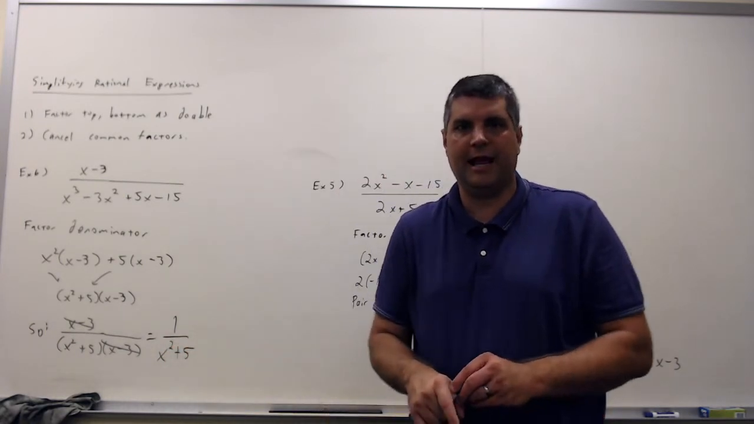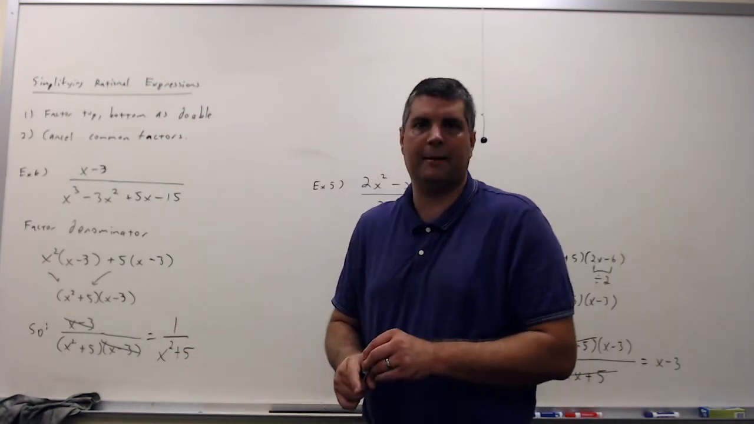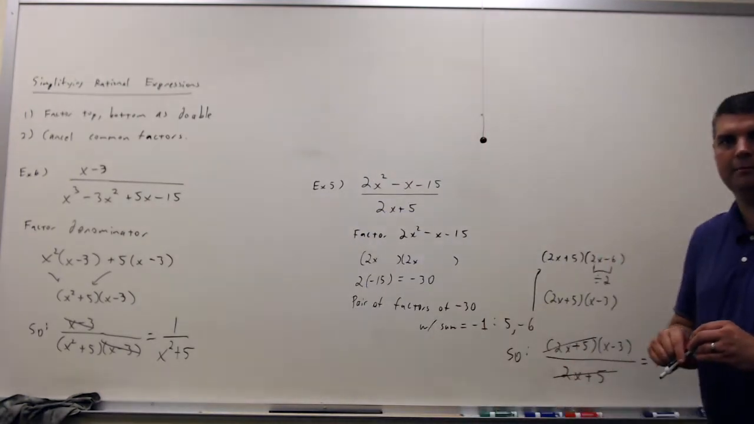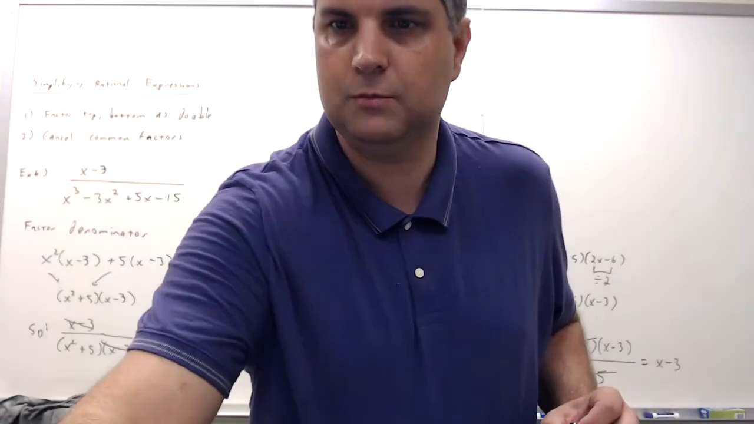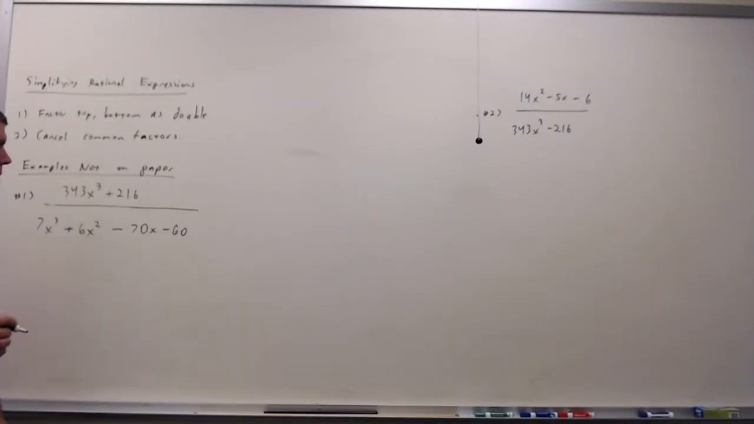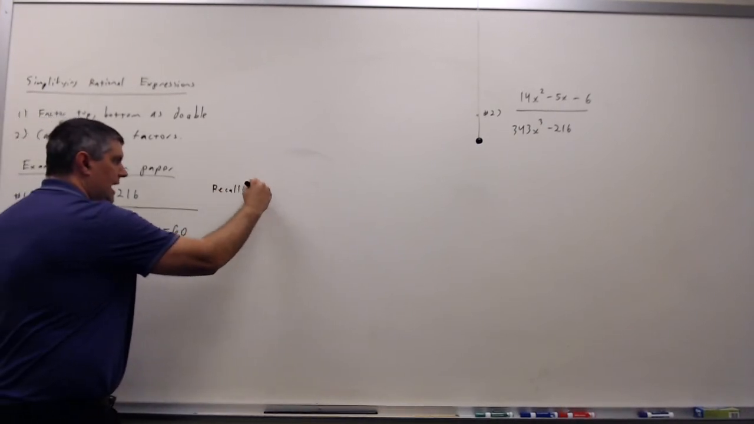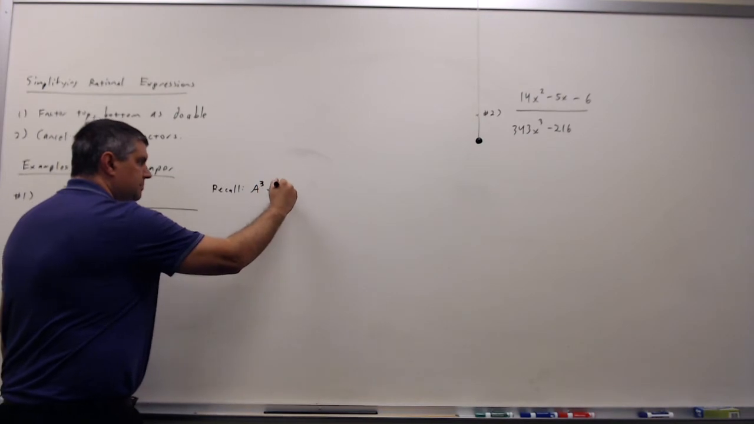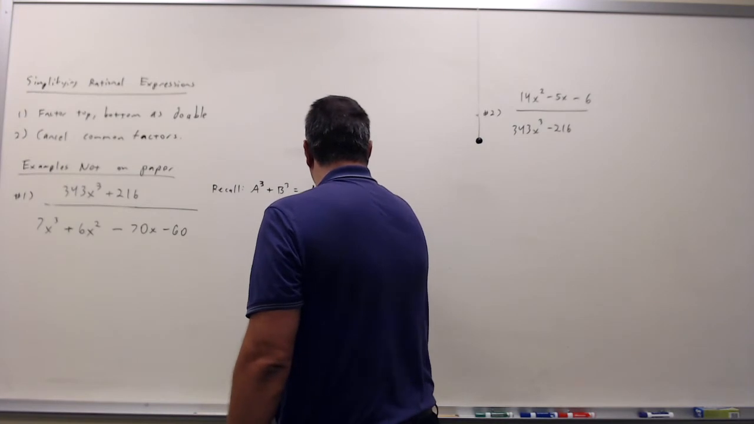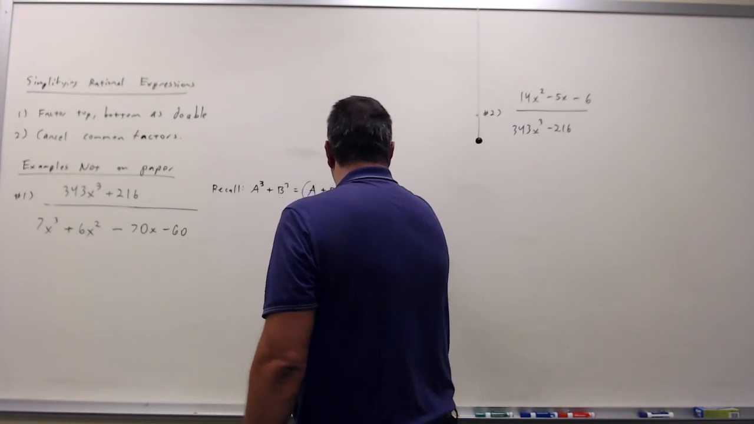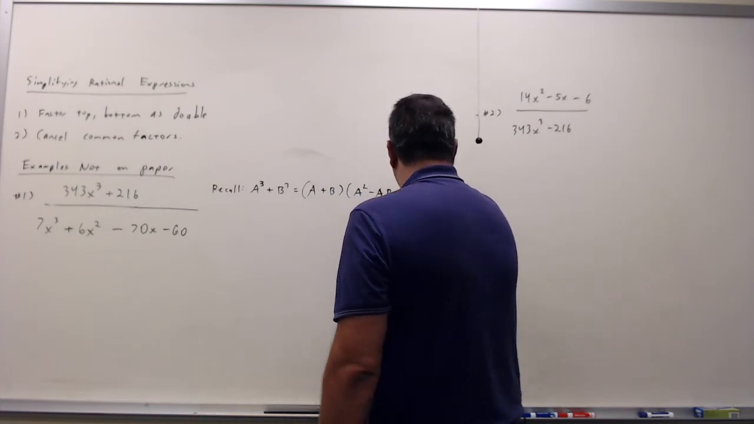All right, and the next, I'm going to pause here and put up an example that's not on your paper. Okay, here are a couple more. We're going to recall that a cubed plus b cubed equals a plus b times a squared minus ab plus b squared.